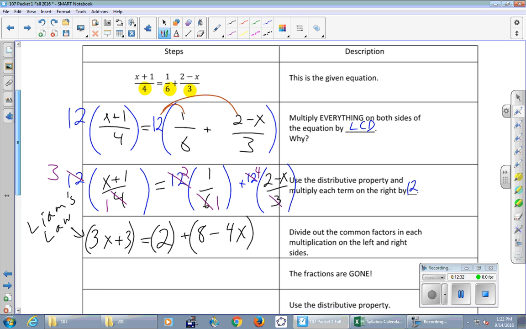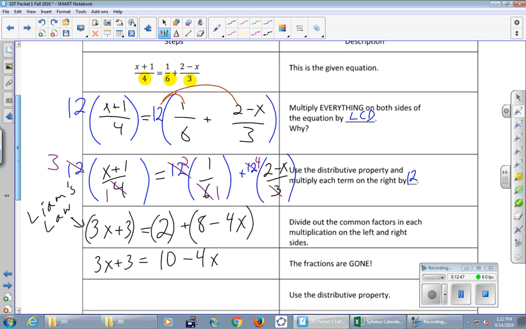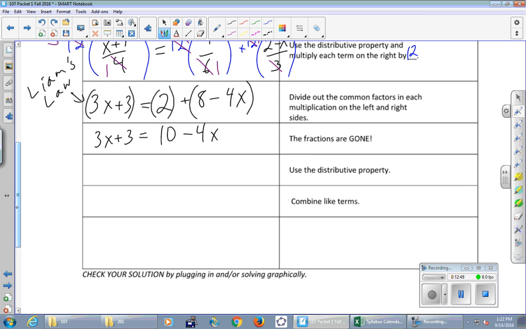Okay, thank you. Okay, so in this case, we don't need the parentheses, so we will ignore them here. 3x plus 3, and then equals, and then we'll combine terms. I see a 10 minus 4x. Is that right? And then now it's a much more straightforward algebra problem.